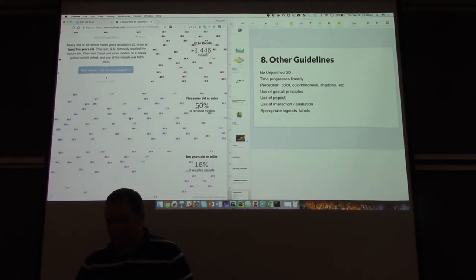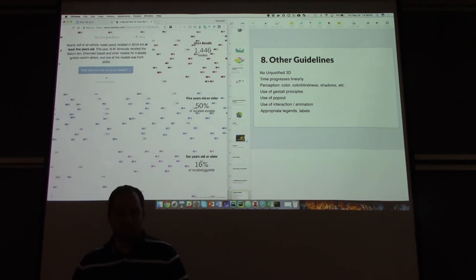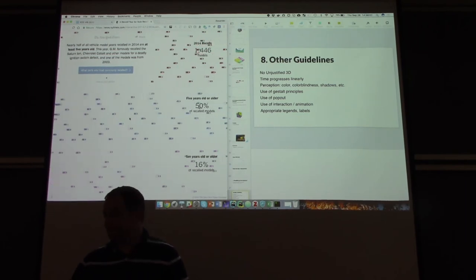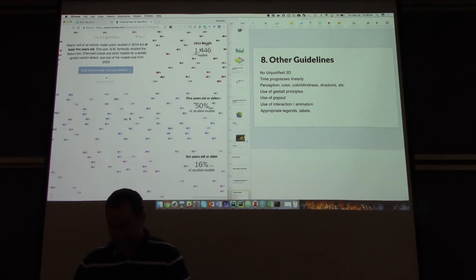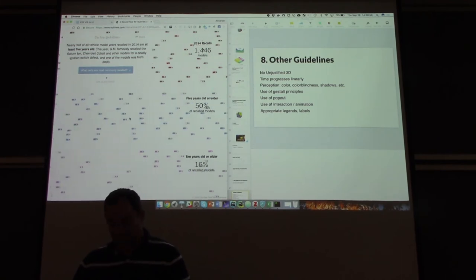Okay, so any more questions about this? They don't really tell you whether they're manufactured that year or if that's the year that the recall happened. Yeah.